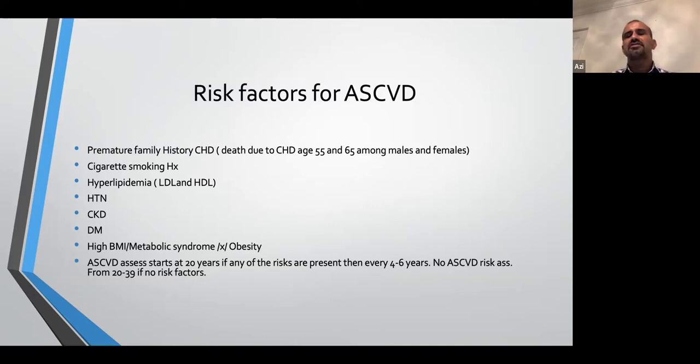So atherosclerotic heart disease assessment starts at age 20 if any of the risks are present, and then repeats every 4 to 6 years. If none of these risk factors are present and the patient does have type 2 or type 1 diabetes, we don't need to do the risk assessment. Next slide, please.